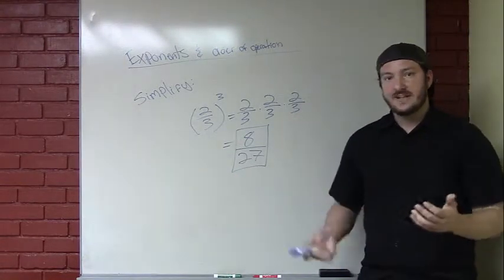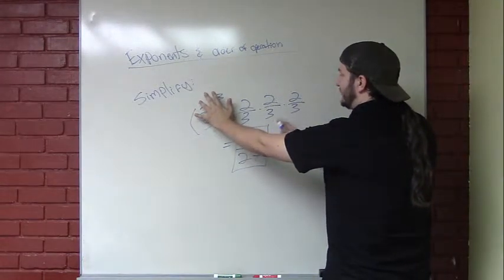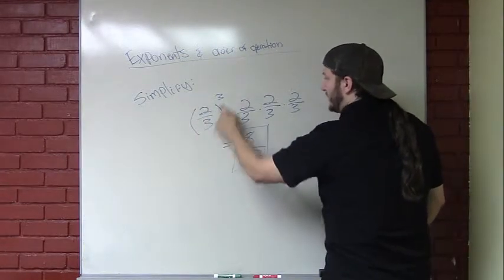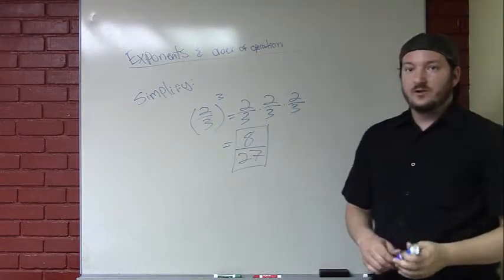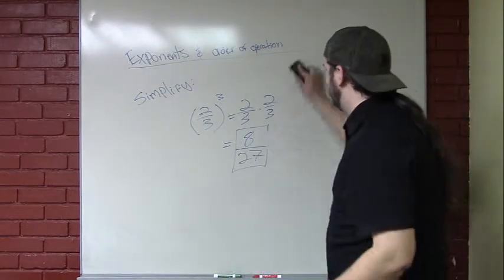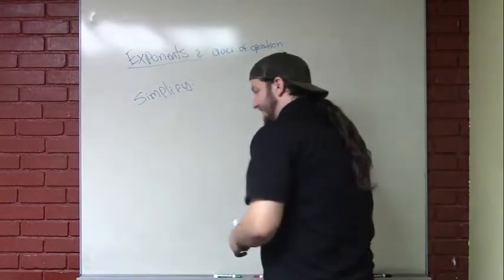Now, just the same thing works vice versa. For instance, if you had 2 thirds and 2 thirds and 2 thirds, you can rewrite that as 2 over 3 to the 3rd power. So it's just vice versa. Okay, so that's exponents, okay? At least that's the basics of exponents.